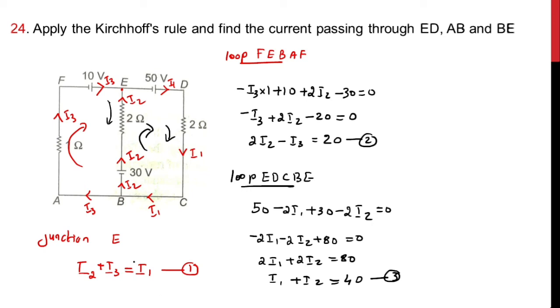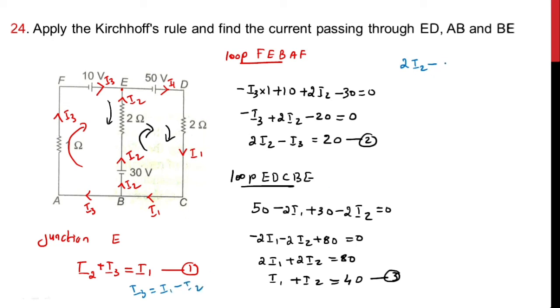Now it's time to solve it. When you are solving 2 and 3, you can see I2, I3, I1, I2, three different variables are there. So in order to avoid that, you can substitute in equation number 2: 2I2 minus I3. What is I3? You can take I3 from equation number 1. I3 is equal to I1 minus I2.